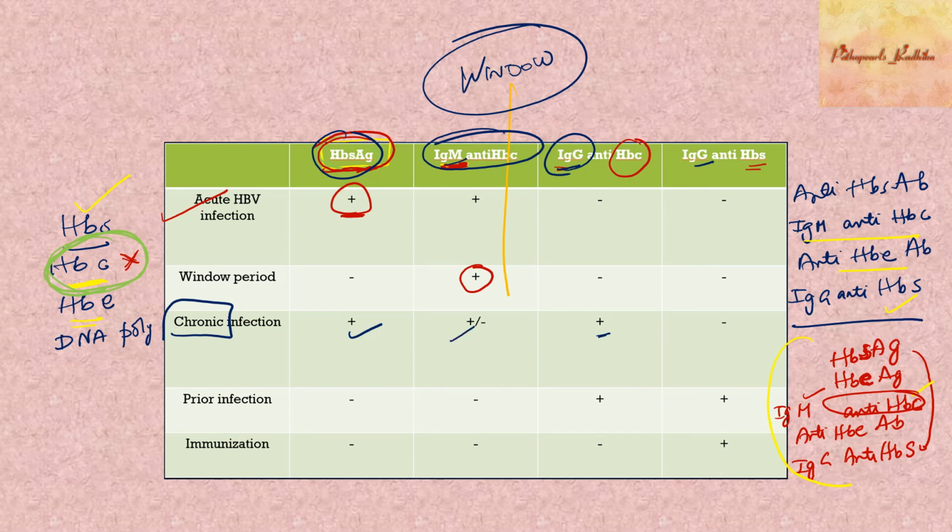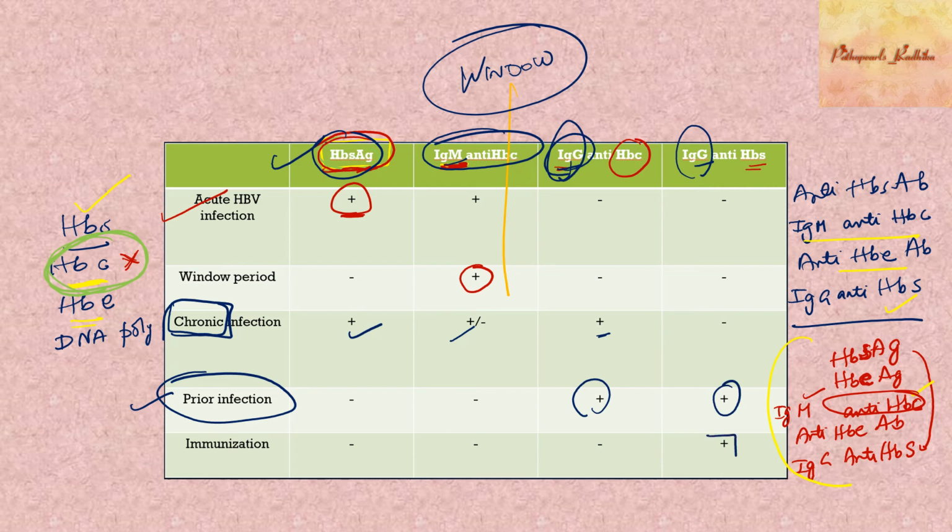Suppose you don't call it chronic. The patient had infection some time back, but he has recovered. That means we call it a prior infection. So what happens in prior infection? It's a chronic thing, but you don't have a surface antigen. So to call it a chronic infection, you should have HBs antigen. But if it's a prior infection and the patient is recovered, what will be there? He had infection a long time back, but you will have antibodies. So what's the antibody which indicates chronicity? Your IgG. So you have two types of IgG antibodies against your core antigen and your surface antigen.